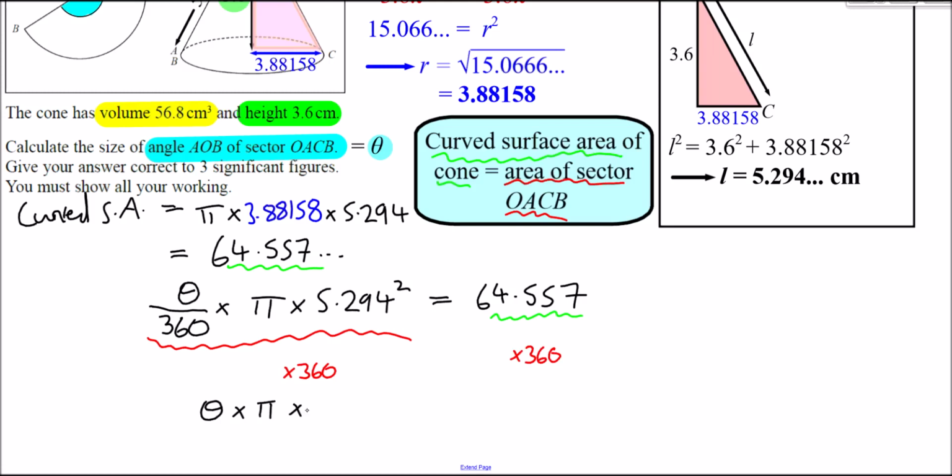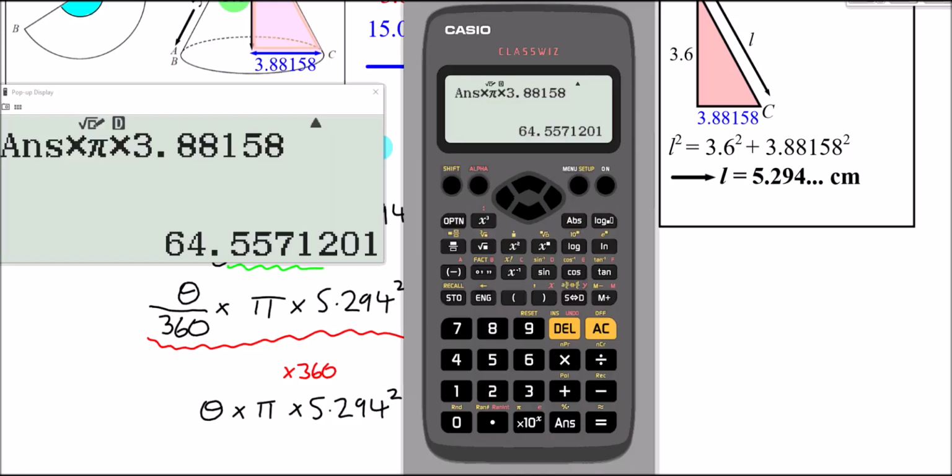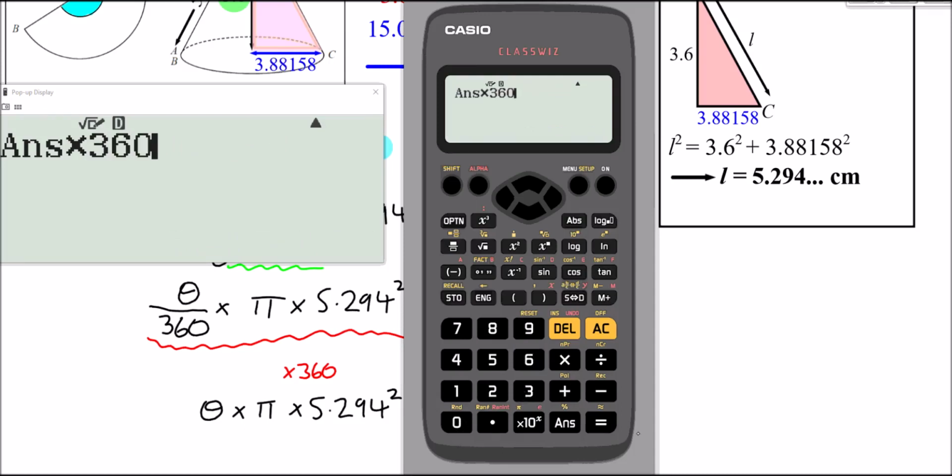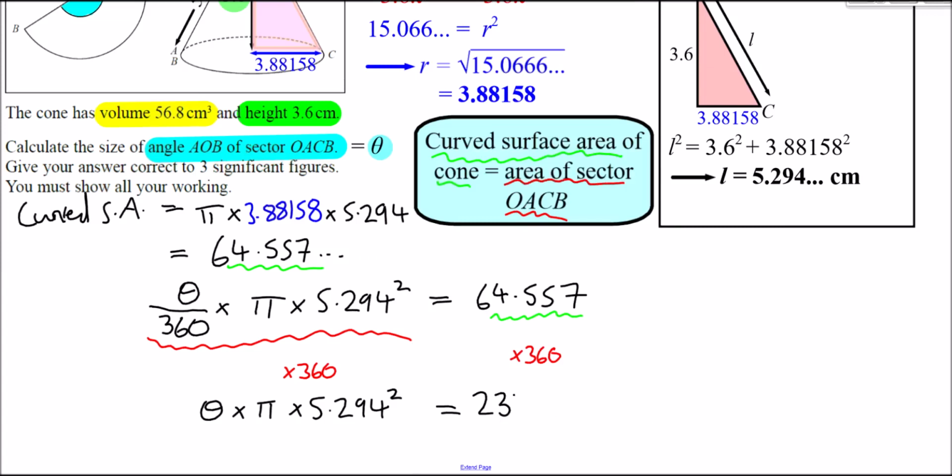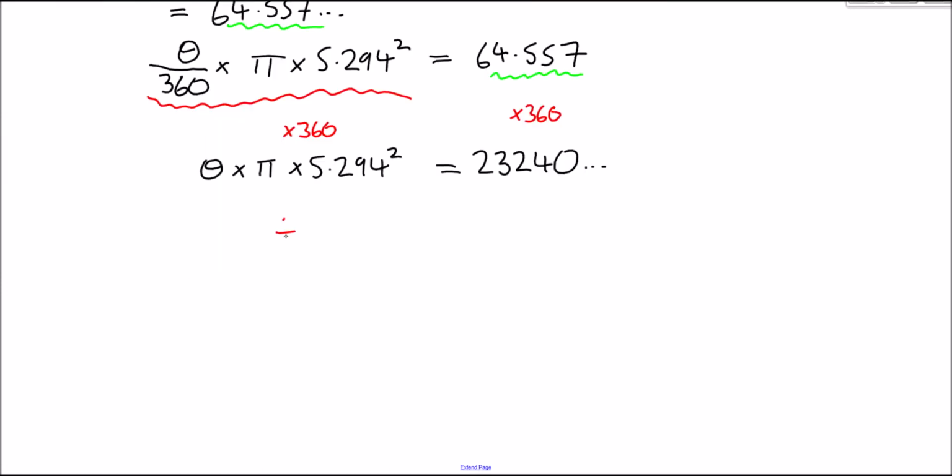So if I times that bit by 360 and times over here by 360, what I'd have then is theta times pi times 5.294 squared, and that times 360 gives us 23240 and so on. Then we need to get rid of the pi and the 5.294 squared. So if you're feeling brave, we could just divide by all of this. We can divide by pi times 5.294 squared on both sides. That'll just leave us with theta.